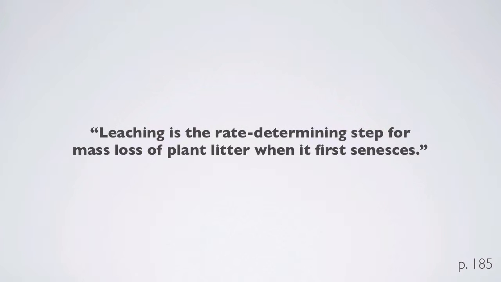Leaching is one of the first stages of decomposition. Leaching is the rate-determining step for mass loss of plant litter when it first senesces. What this means is that the removal of soluble material is one of the first stages of decomposition, and some of the most mass loss that occurs early on occurs via leaching.